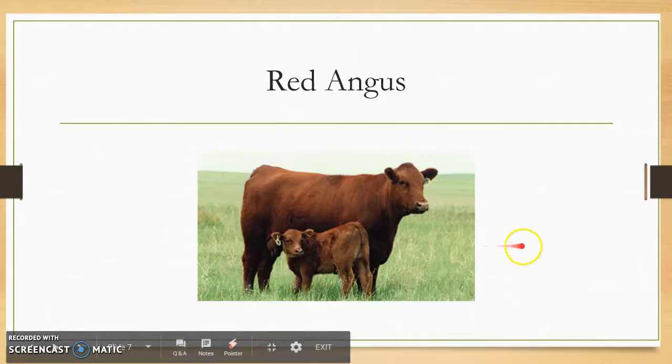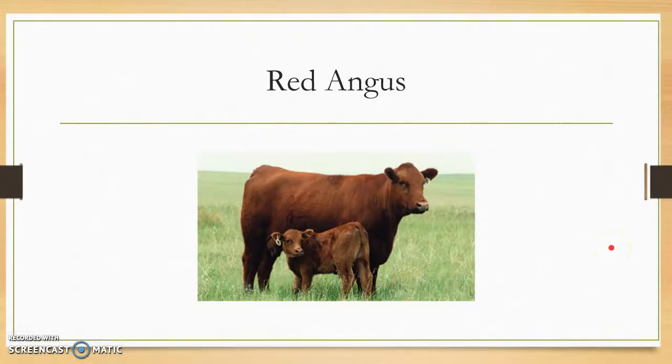All right, so Angus are very well known for this trait, and they're actually the number one produced beef breed in the United States. Okay, so there's your Black and Red Angus.